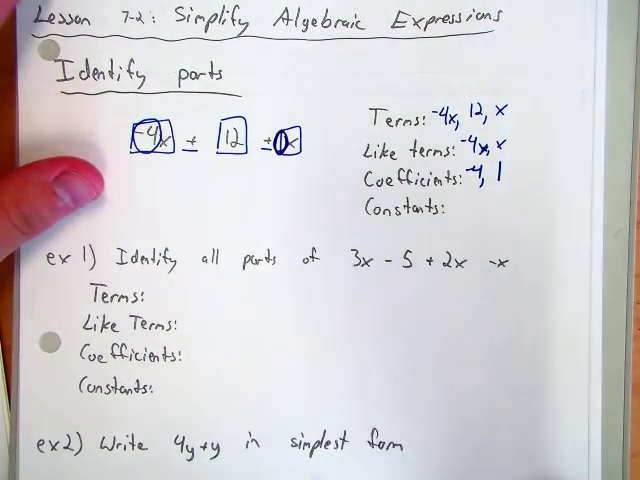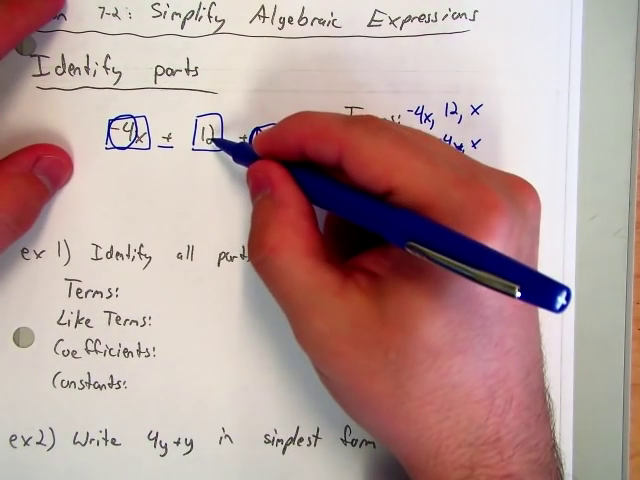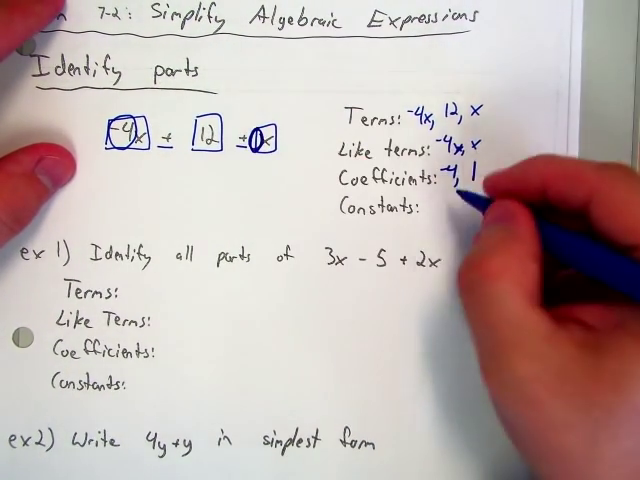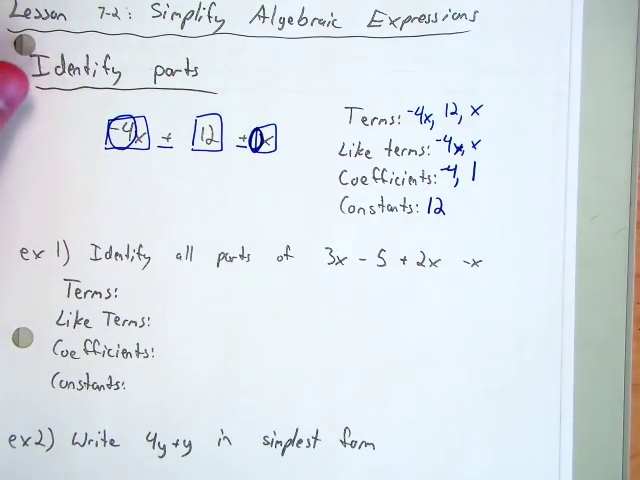And constants would be numbers that have no variables attached to them. So that'd be this 12 here. There's no variable here. So that's 12.